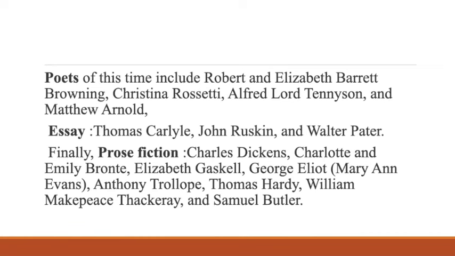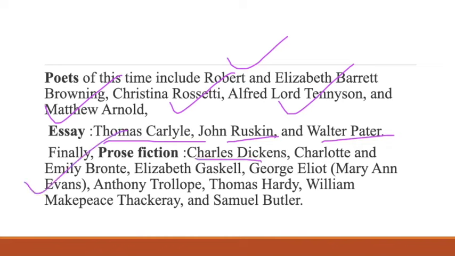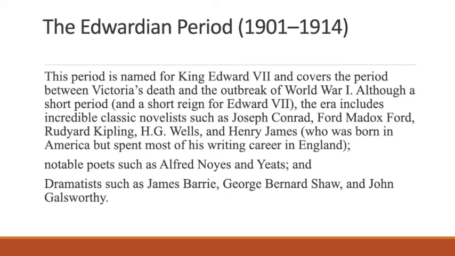Now, when you talk about the poets, we have Robert Browning, for example, who is famous for his dramatic monologues. We have Christina Rossetti, we have Tennyson, we have Matthew Arnold. Generally, in your course, you have Browning, Tennyson, and Arnold, who is remarkable for the melancholic elements. As far as the essays are concerned, we have Carlyle, Ruskin, Pater, and finally the important novels written by Charles Dickens, the Bronte sisters, Gaskell, George Eliot, who wrote The Mill on the Floss, Thackeray, and Butler. So we have these important writers writing in this period.